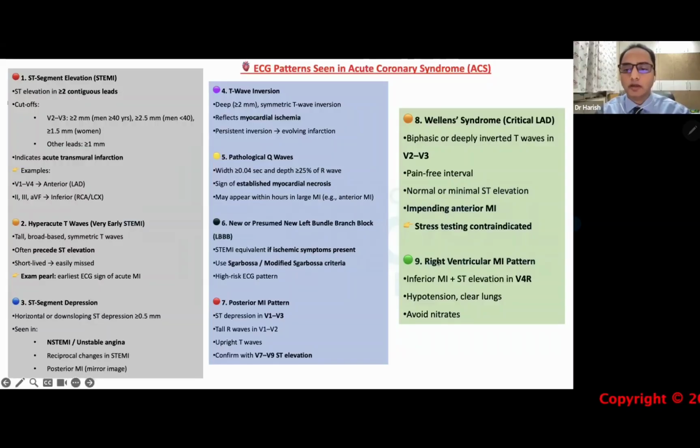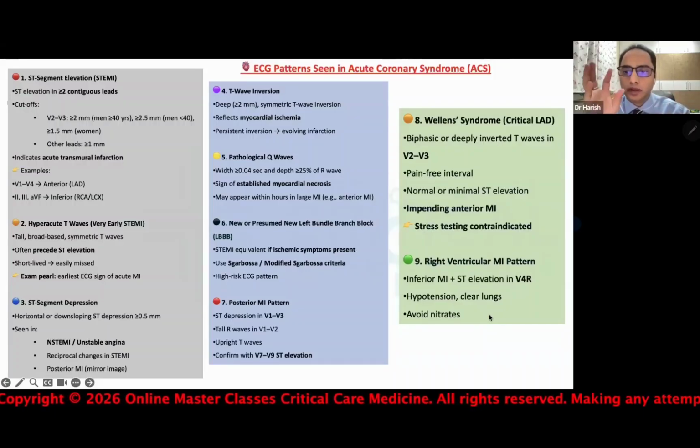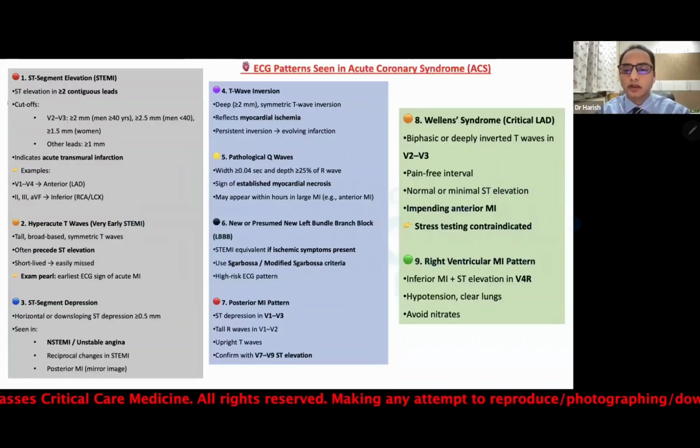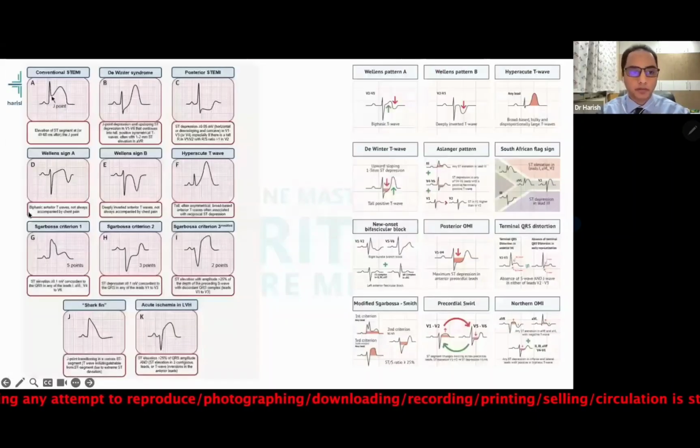The ninth finding is the right ventricular MI pattern: inferior MI plus ST elevation in V4R. There is hypotension, and the lung fields are clear because RV contractility is poor and there is no pulmonary congestion. Here in RV infarct, we should avoid nitrates, which may precipitate hypotension and hypoperfusion.